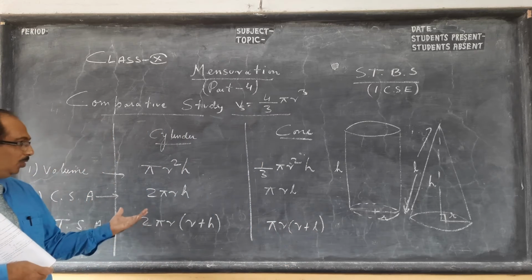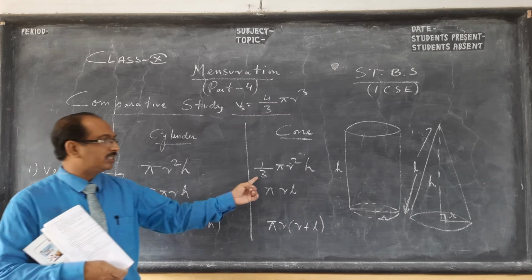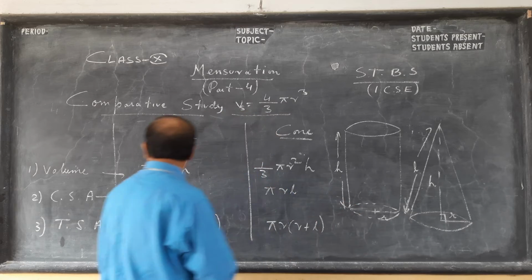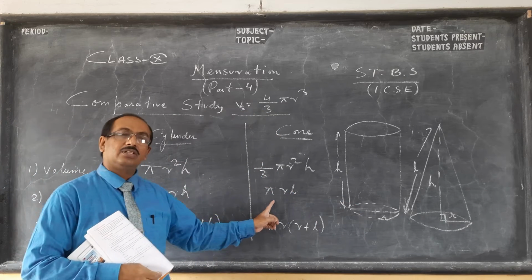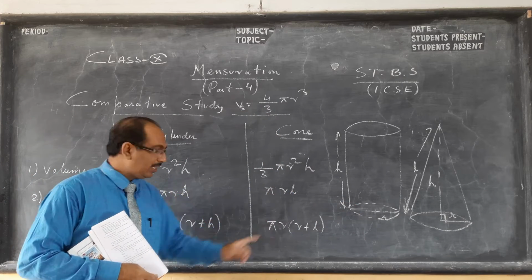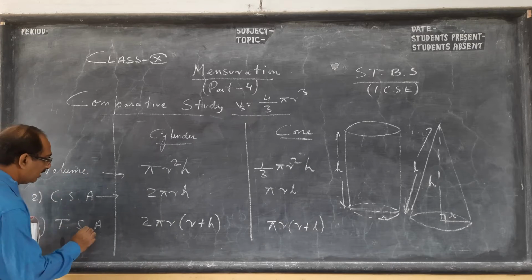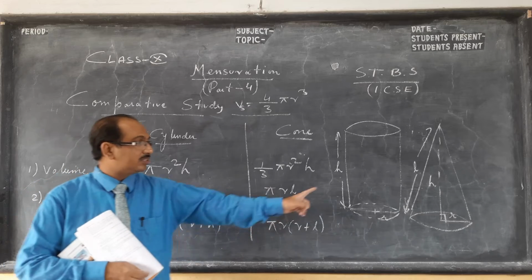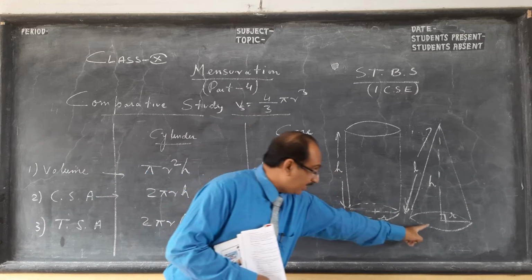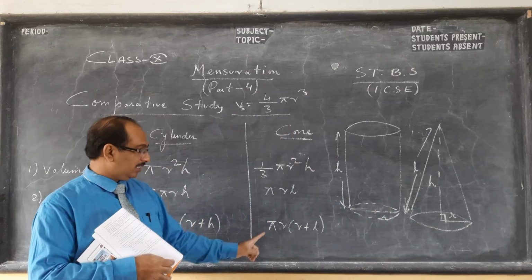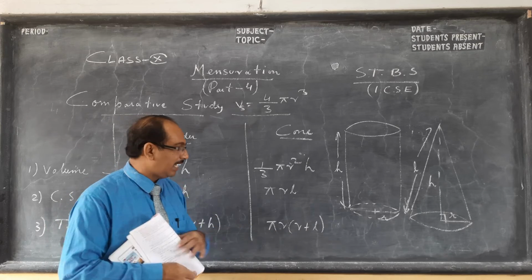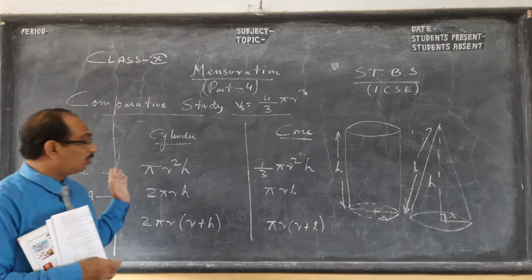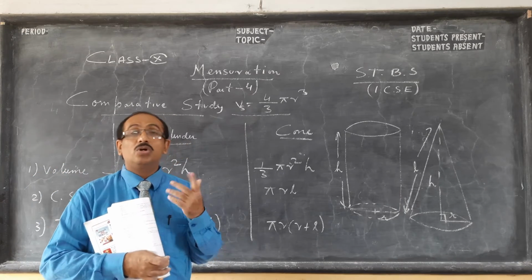Okay, children. So volume: pi r square h, and 1 by 3 pi r square h. Curved surface area 2 pi r h. Curved surface area of cone is pi r l. And total surface area of a cylinder is 2 pi r (r plus h). And total surface area including curved and the base is pi r (r plus l). This is l. Now, before I pause the video for you to copy, there is another question called combination.